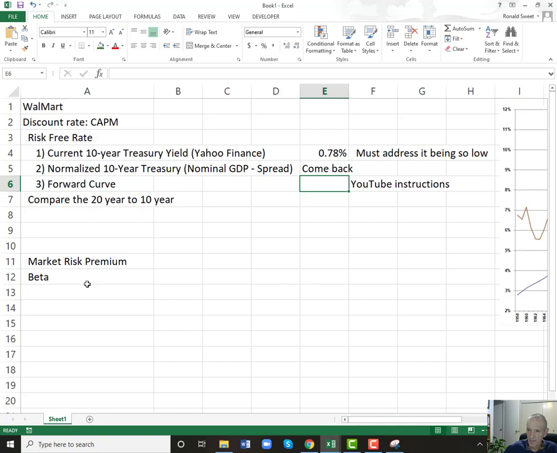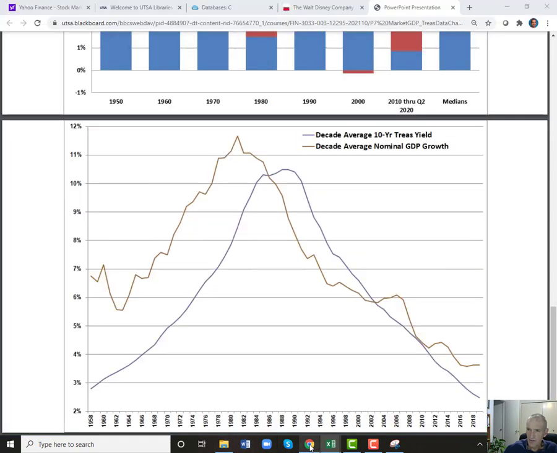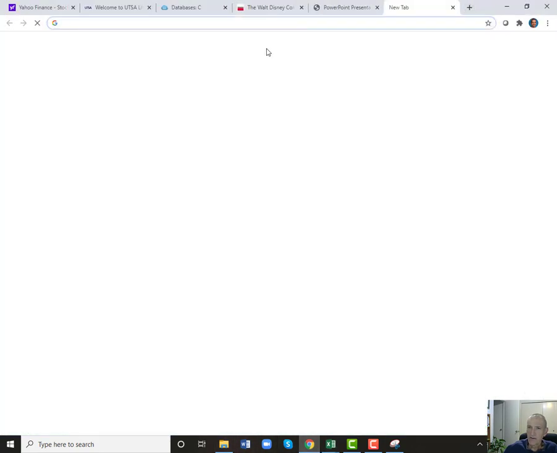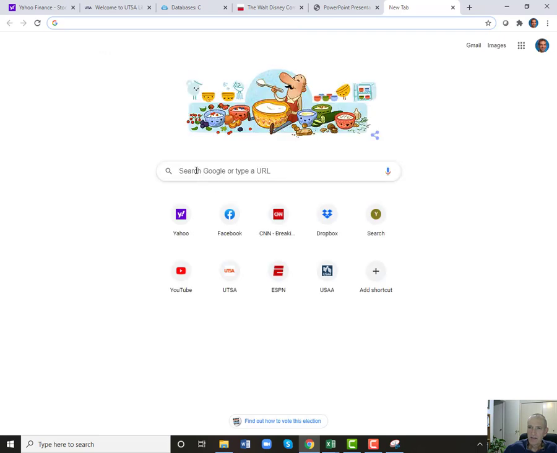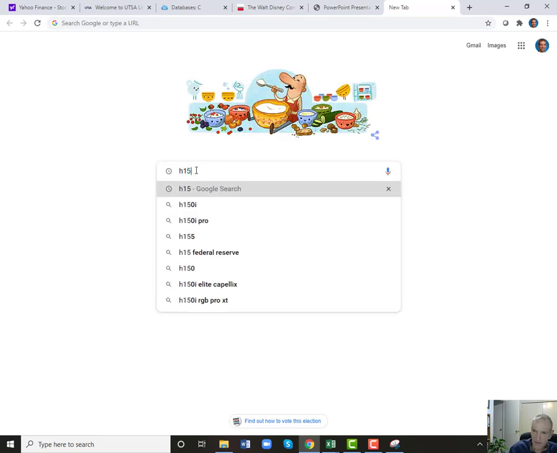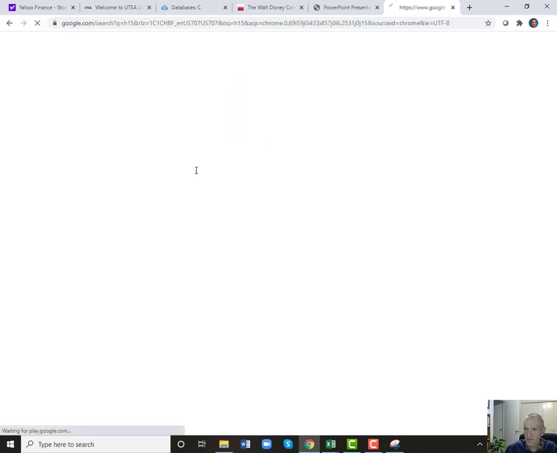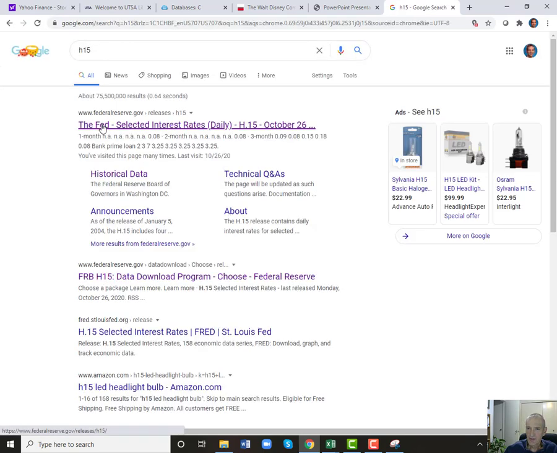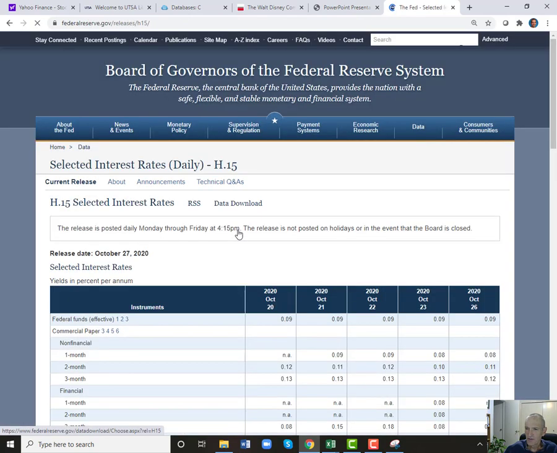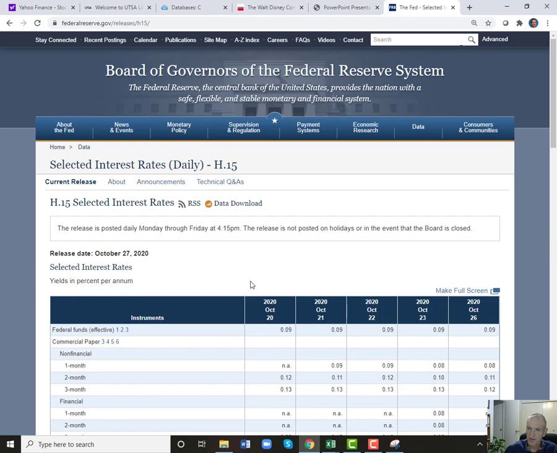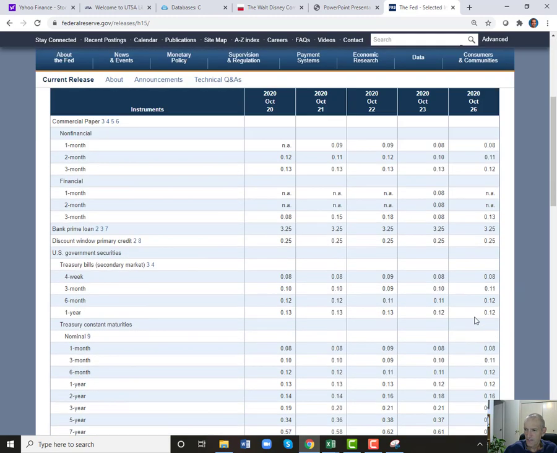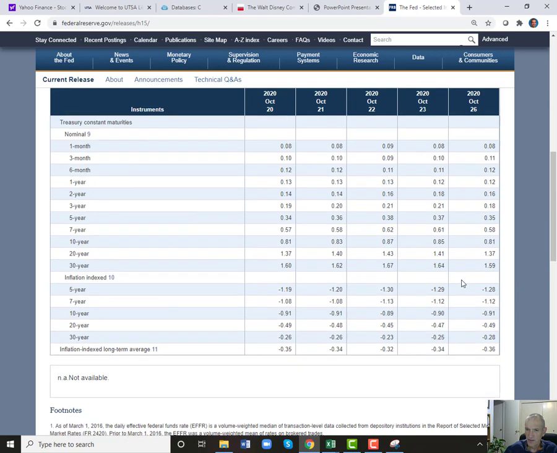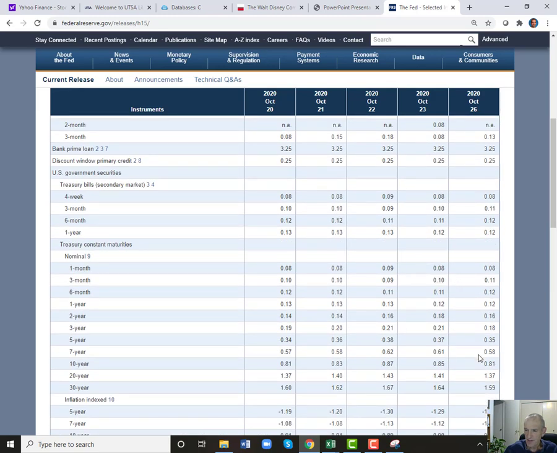So I'm going to go into the internet, and you can just type H15. If you type H15, the first selection should be the Federal Reserve. If you're not sure, just do the Federal Reserve yield curves or yields. You can also just type the Treasury yield curve and it will come up. So it's only through to 26, so it's not going to quite match the number I just put up there for the current 10-year. But we want the 10-year and the 20-year.